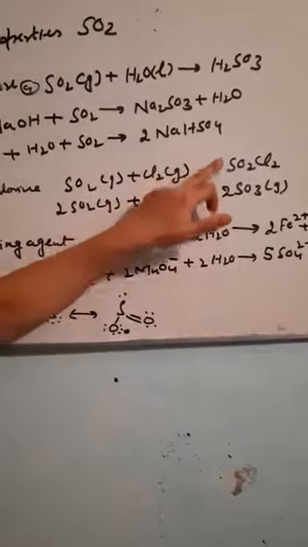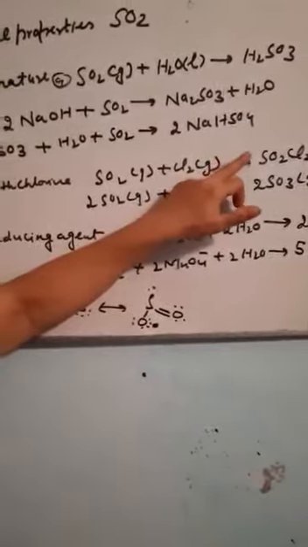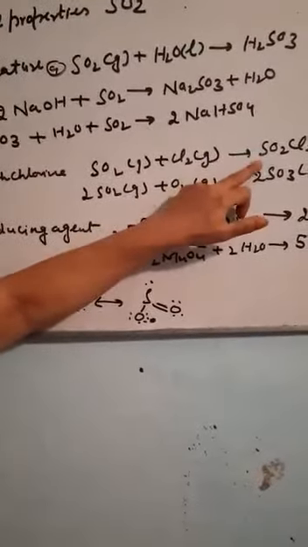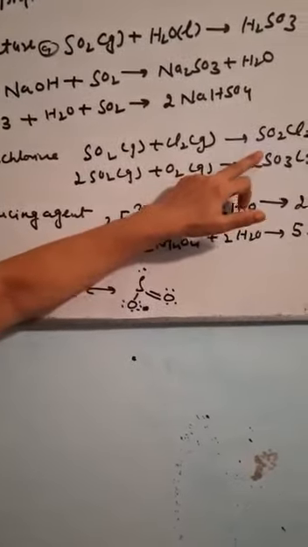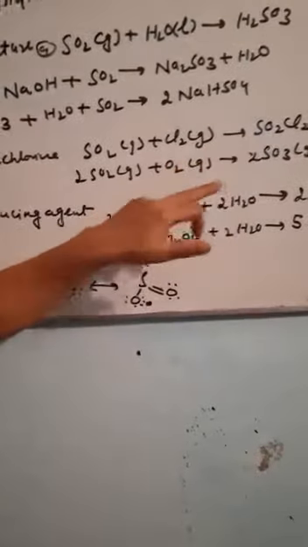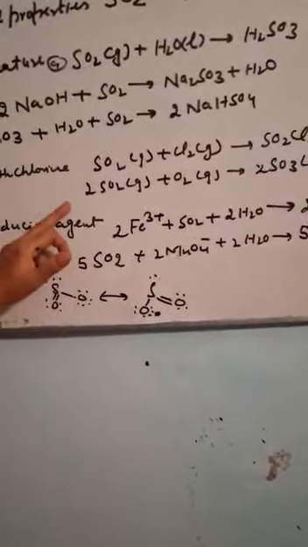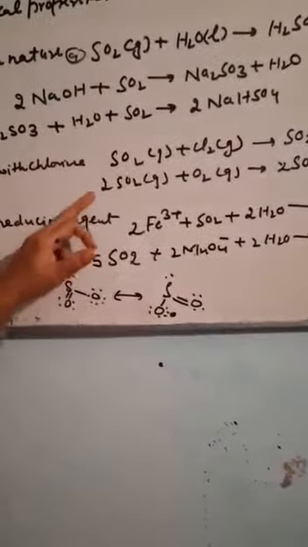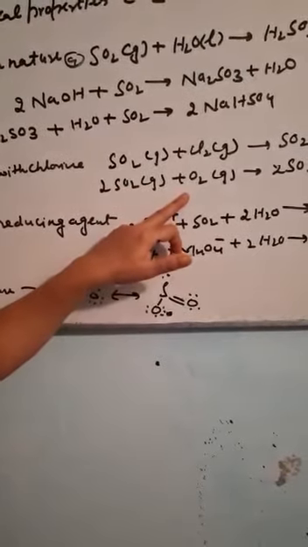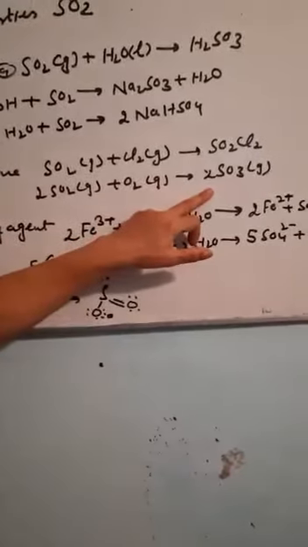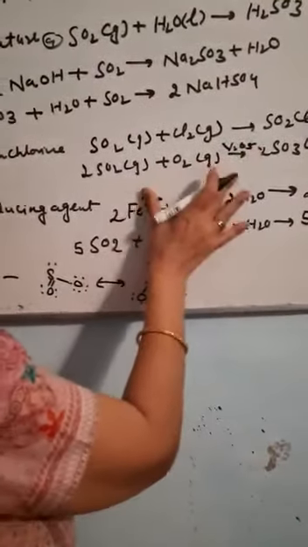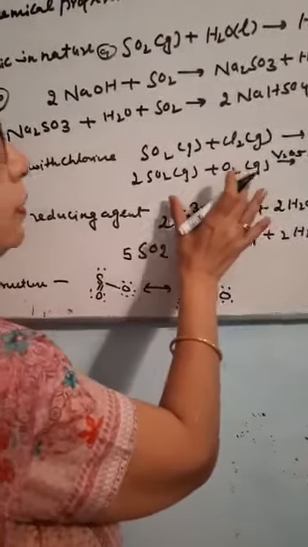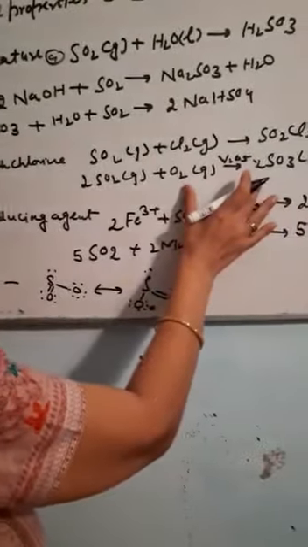I have already told you the reaction of sulfuryl chloride with phosphorus pentachloride or with PCl3 for the formation of organic compounds. Similarly, it reacts with oxygen to form sulfur trioxide in the presence of vanadium pentoxide, and this reaction is used for the manufacturing of sulfuric acid.